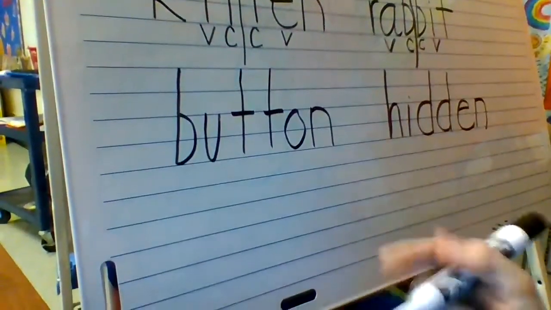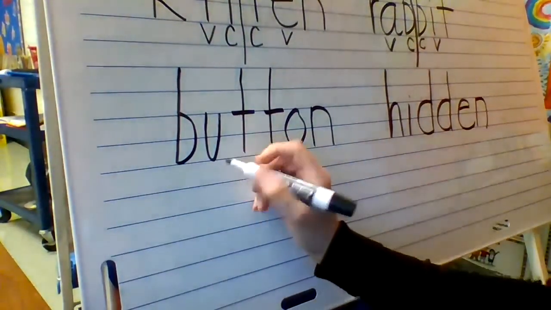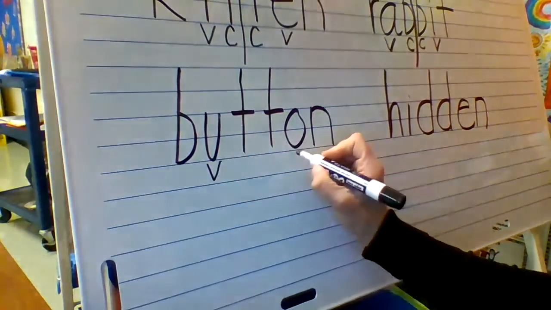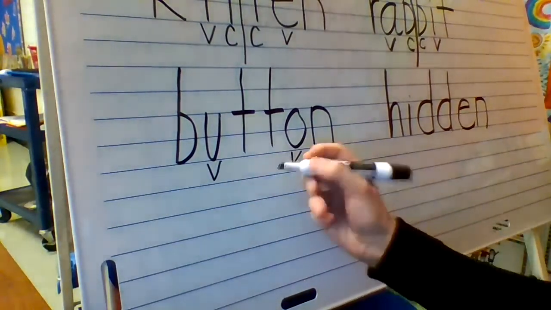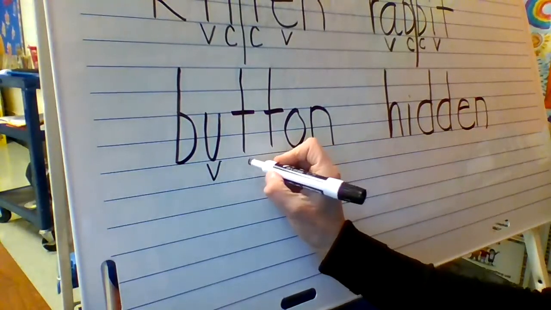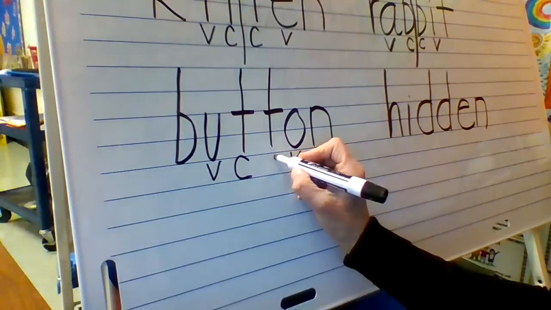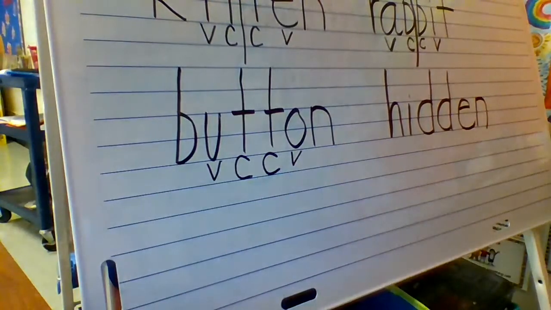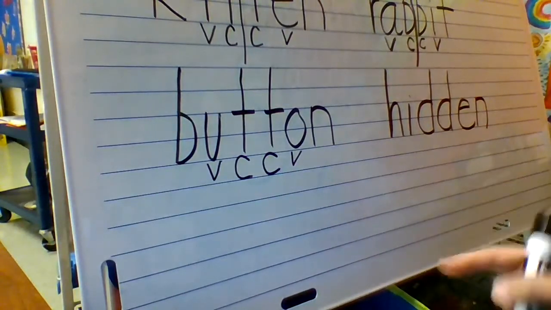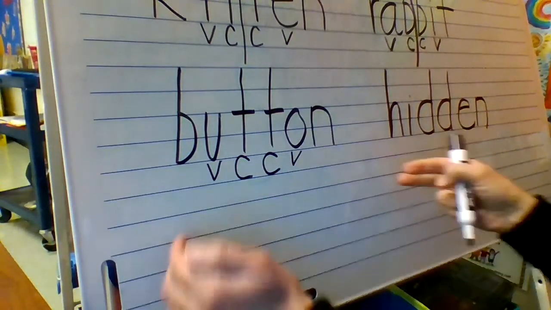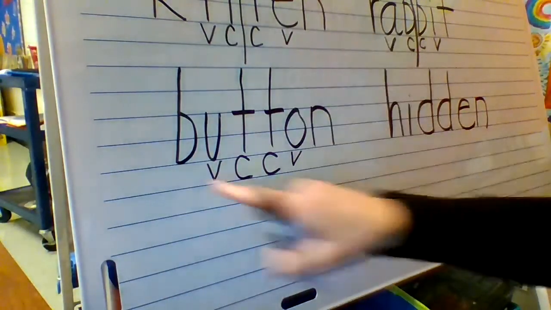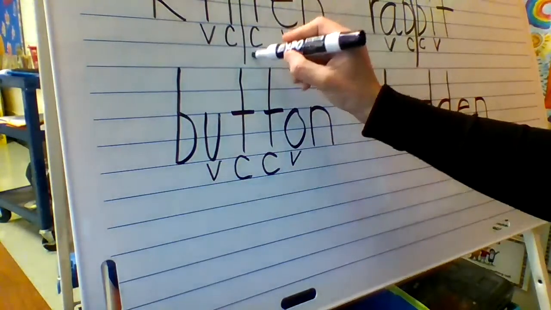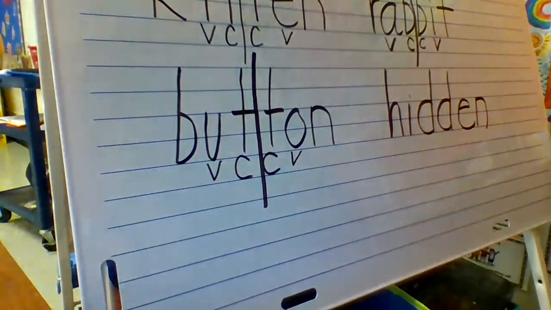So if you remember, the first thing we're going to do is find our vowels. We have the vowel U and the vowel O. The next thing we're going to do is find our consonants between those vowels, which we have a T here and another T here. And then we look and see if we have two consonants between those vowels, that's where we're going to divide the word into syllables. So the word button, we're going to divide right between the two T's.